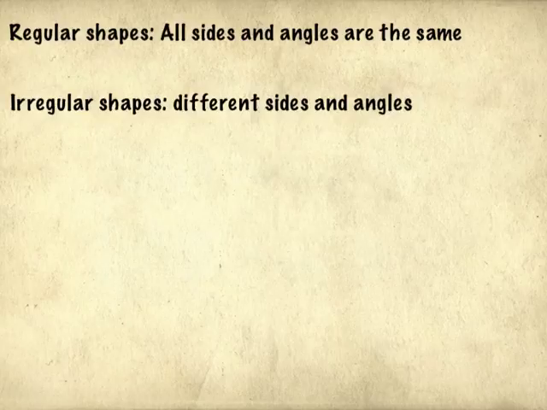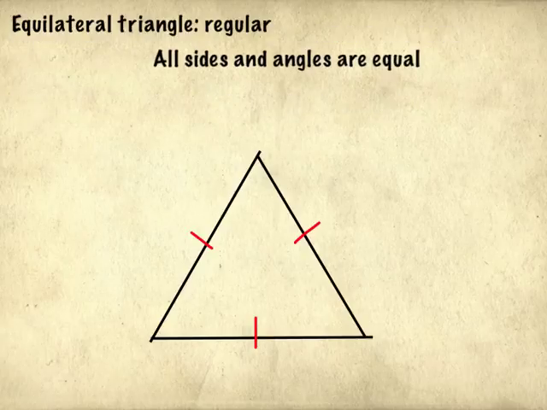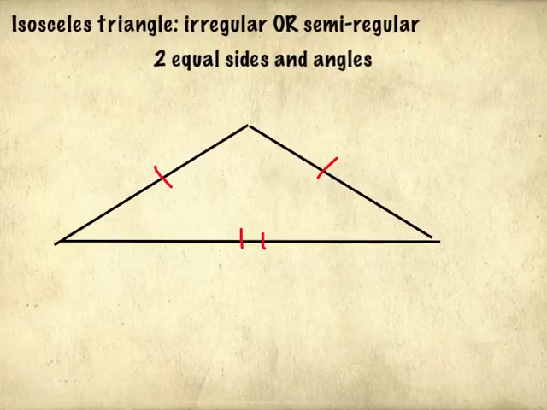And I'm going to go through this really fast because I have a triangle study jam for you to do after. Regular shapes are shapes where all sides and angles are the same. Irregular shapes have different sides and angles. So an equilateral triangle is an example of a regular triangle. All the sides and angles are equal.